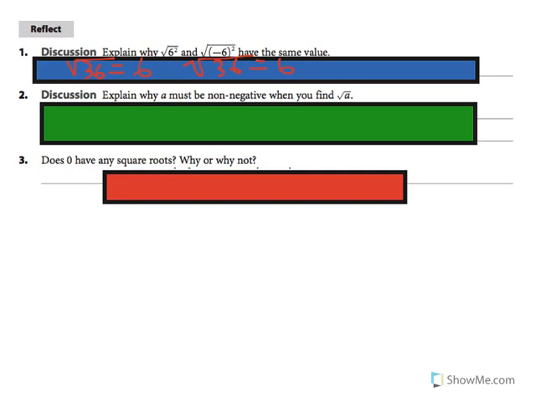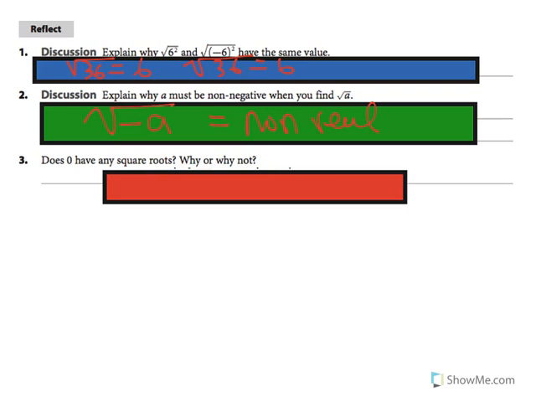And for number 2, explain why a must be non-negative when you find square root of a. Well, when we have a square root of a negative number, this would give us a non-real number. So we see that there's no solution in the real number system.